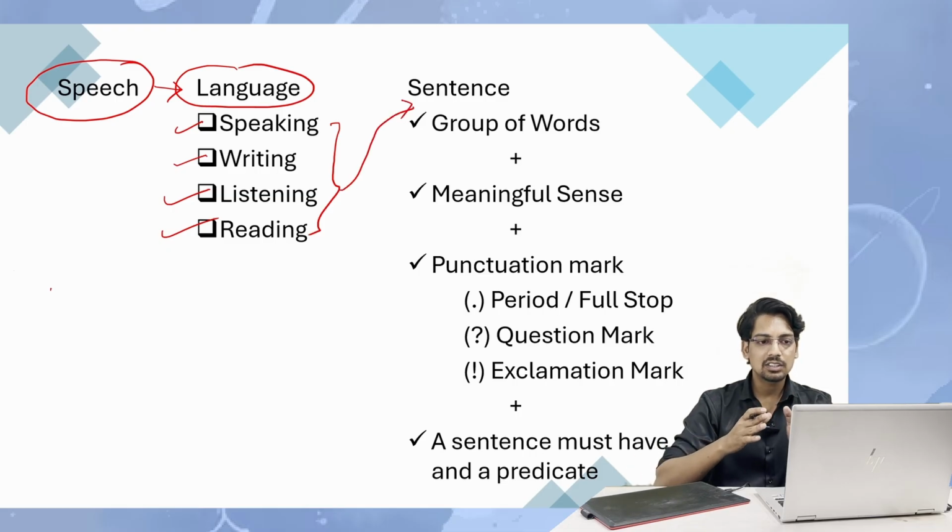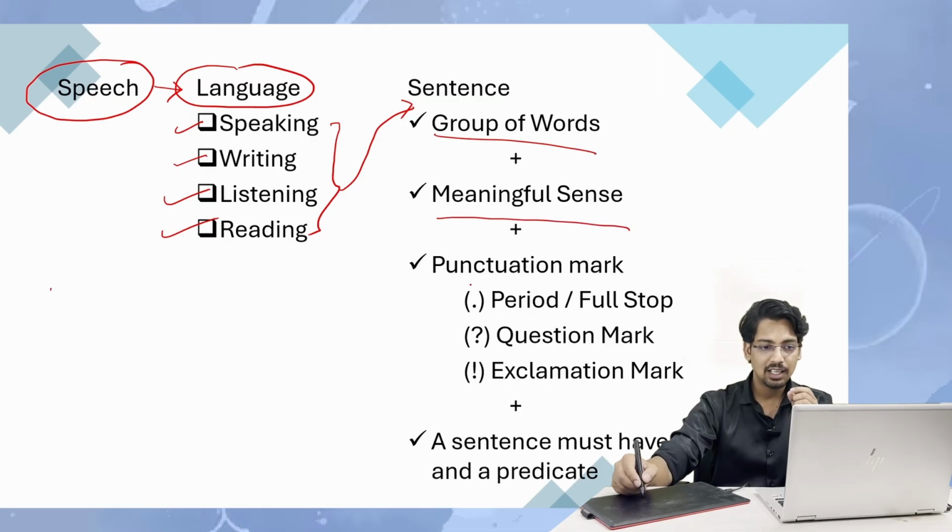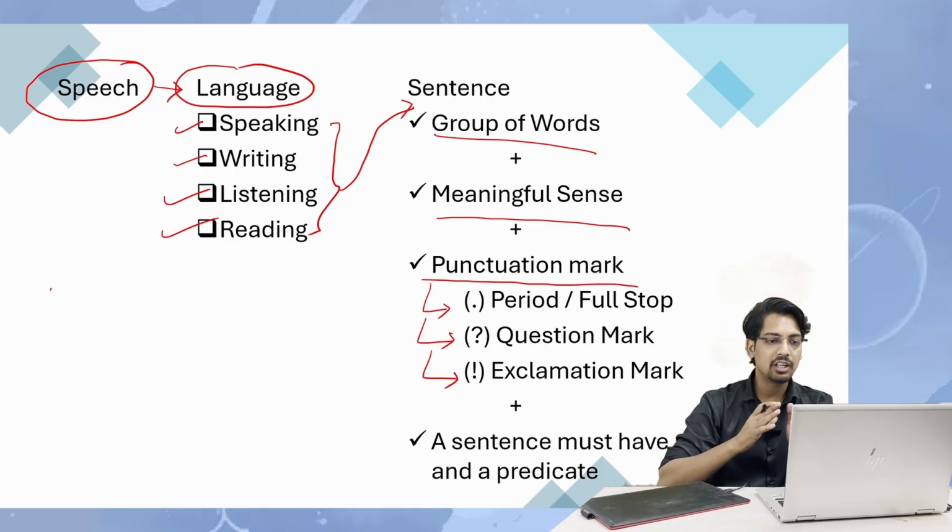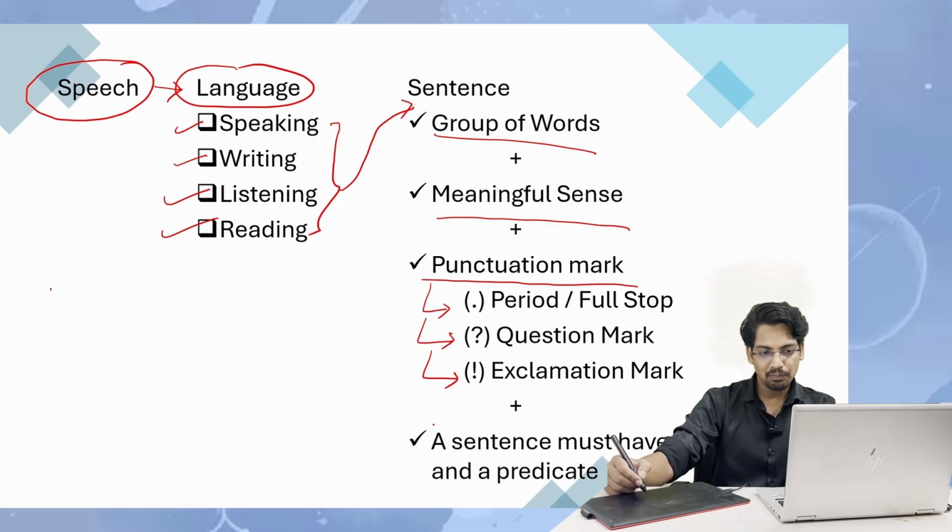And a sentence is a group of words. It must have a meaningful sense, and it gives you complete meaning when it has a punctuation mark. And there are three kinds of punctuation mark, that is period, question mark, and exclamation mark. That actually gives you the complete meaning of the sentence. And not only these things, but also one very important thing that a lot of students miss.